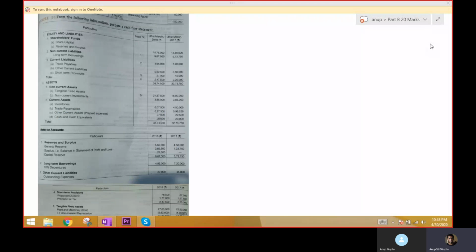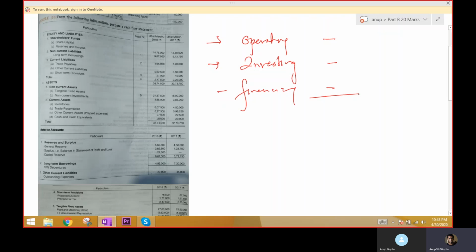So today we are going to solve a full-fledged cash flow statement. As we already know, a cash flow statement consists of three activities: operating activity, investing activity, and lastly financing activity. We add the sum of these three, which is the net cash flow during the year.